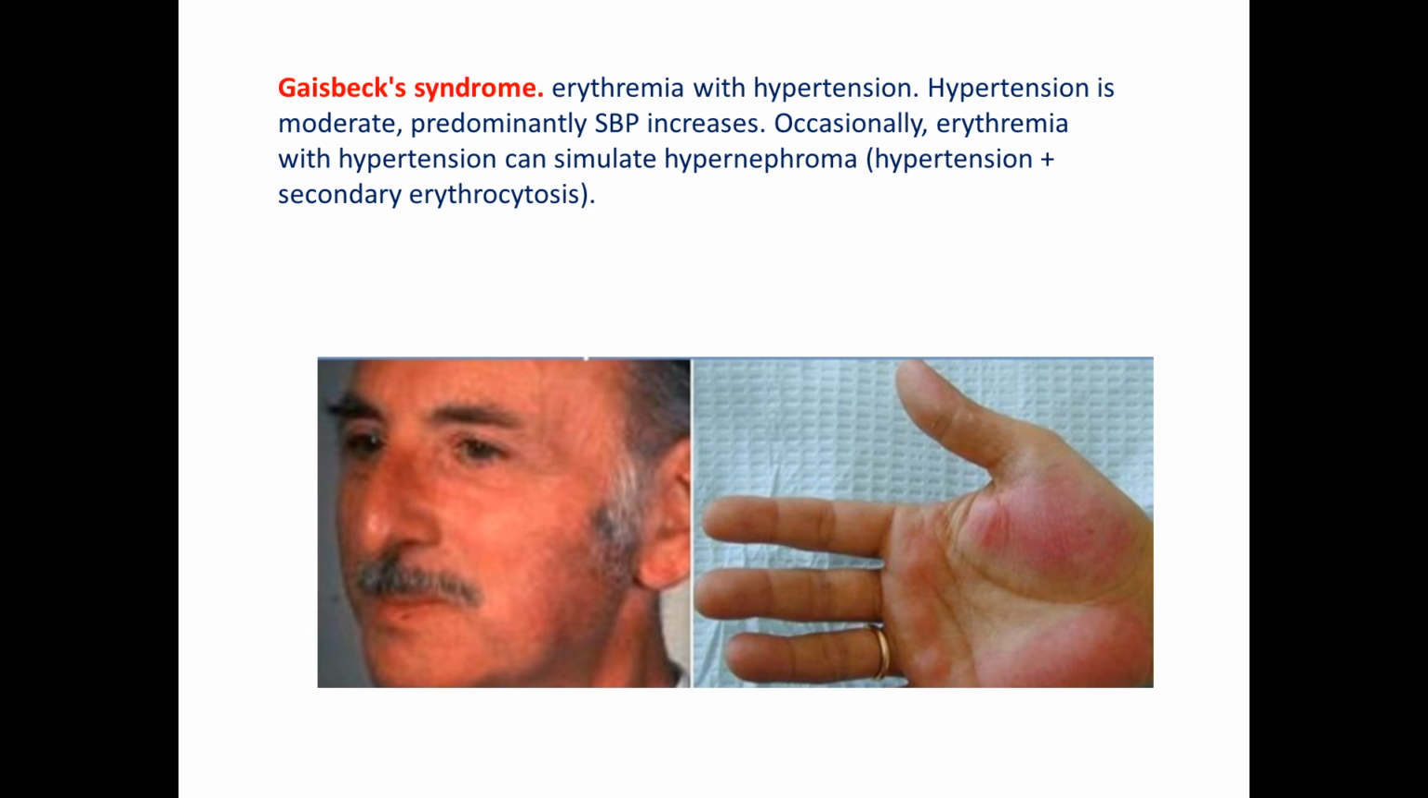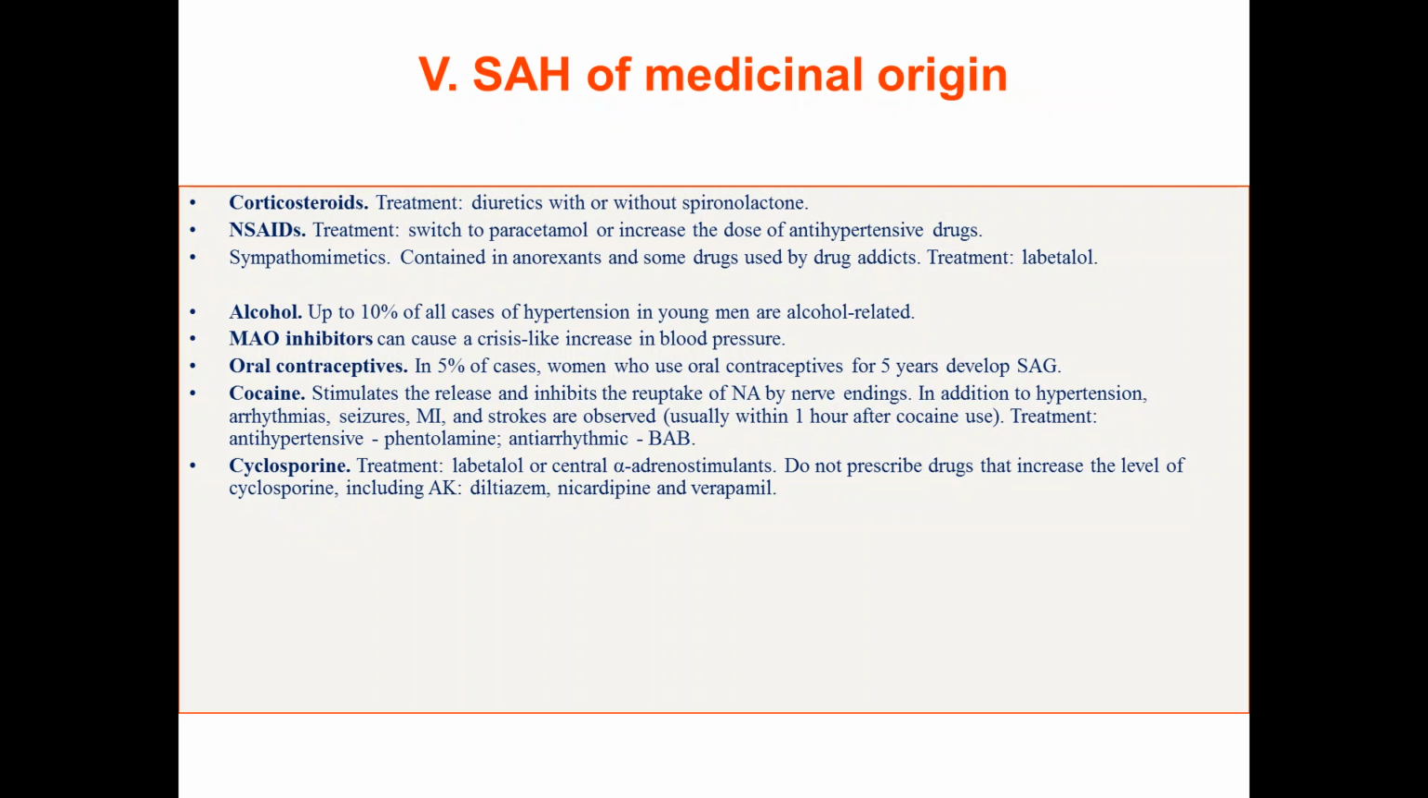Next, a very rare syndrome, but it takes place, Geisbock syndrome. This syndrome is characterized by erythrocytosis and hypertension, mostly occurs in males, characteristic for smokers. They have increased viscosity of blood plus high blood pressure.